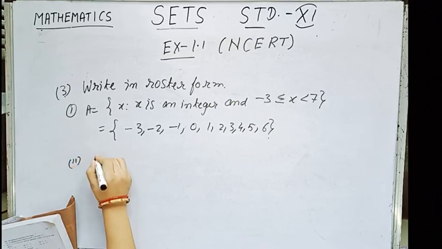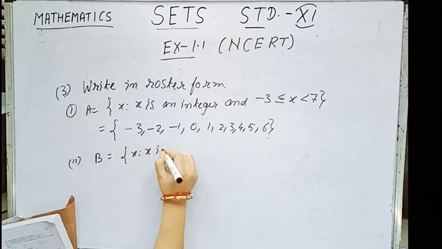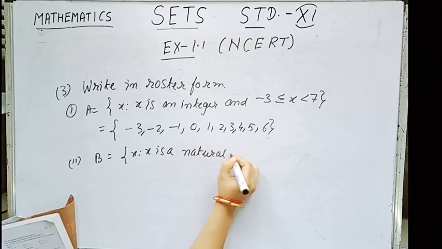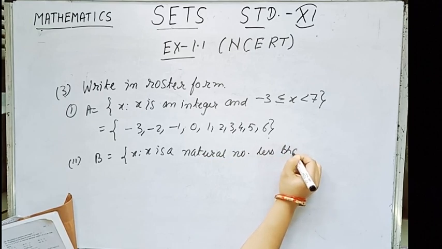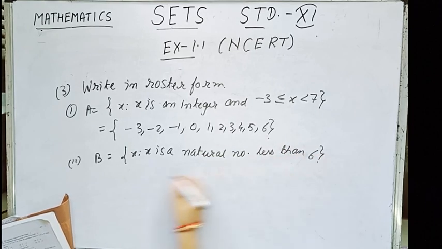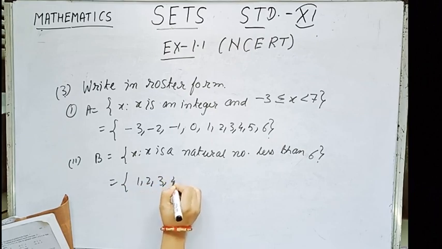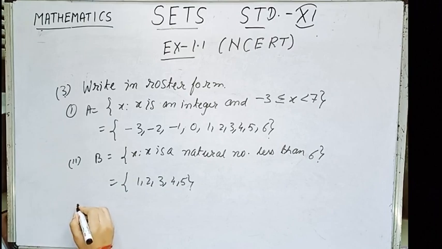Similarly, number 2, B is X such that X is a natural number less than 6. So we can write this as 1, 2, 3, 4 and 5. It's quite simple, children. Let us go to subpart number 5, the letters of the word trigonometry.